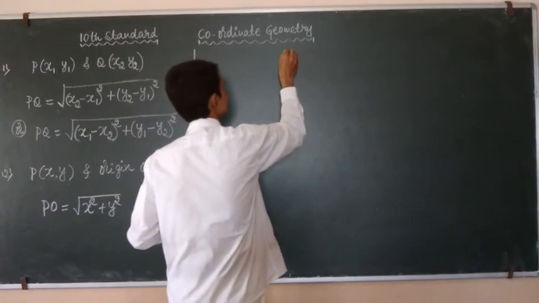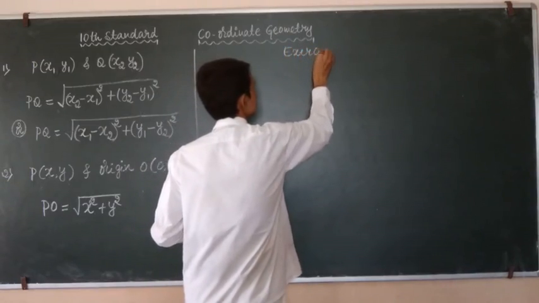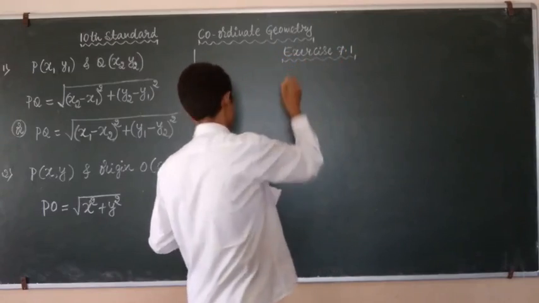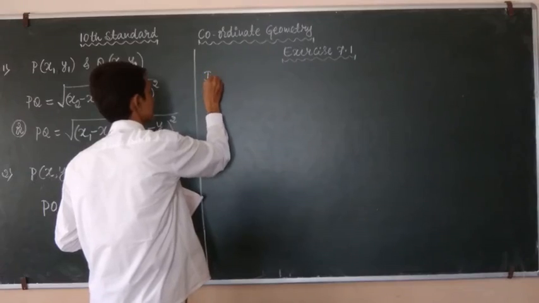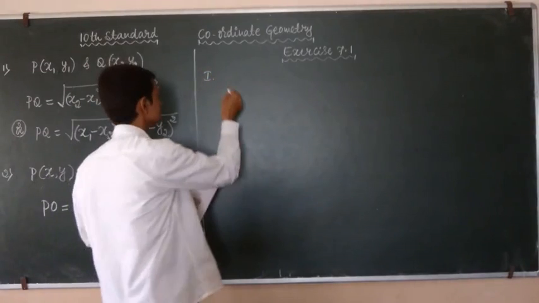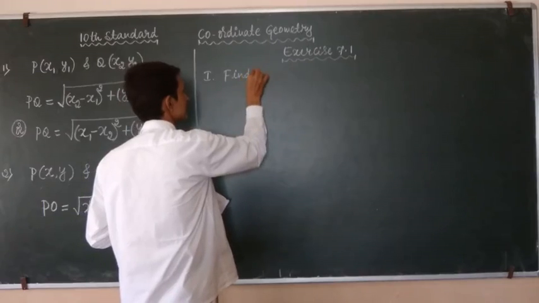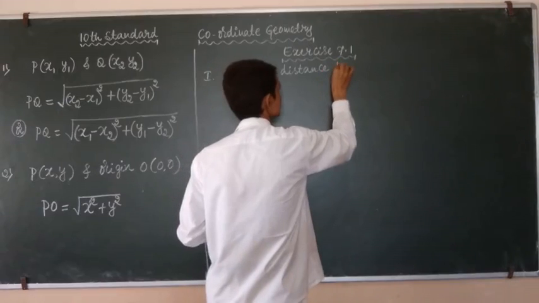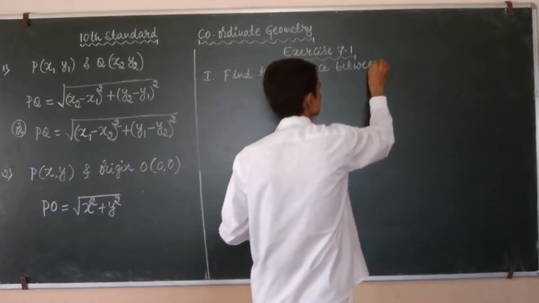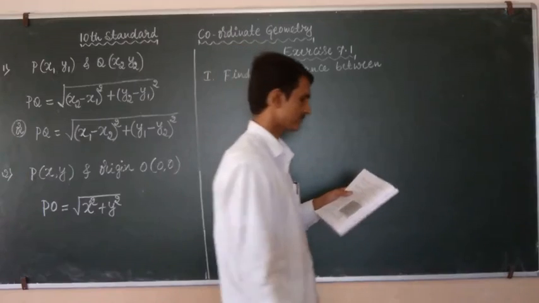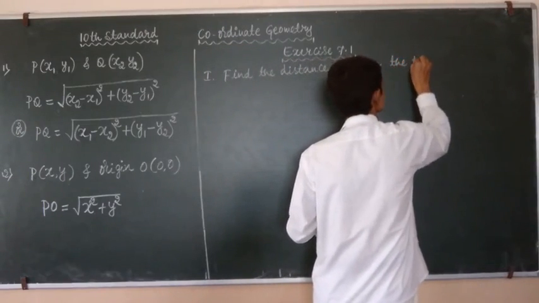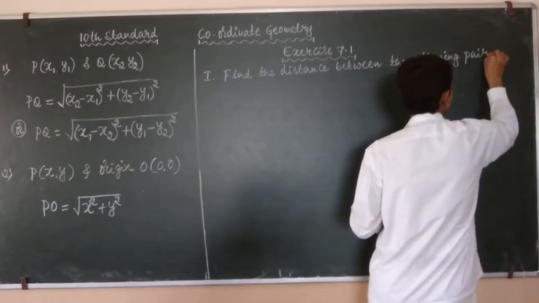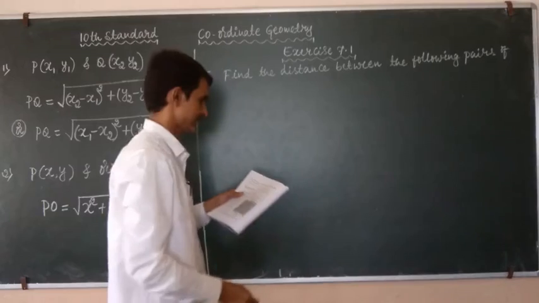So I will take up exercise 7.1. In that, the first main question is: find the distance between the following pairs of points.